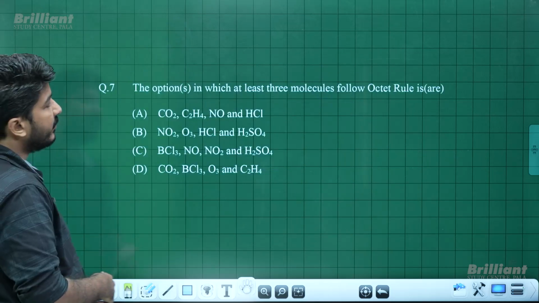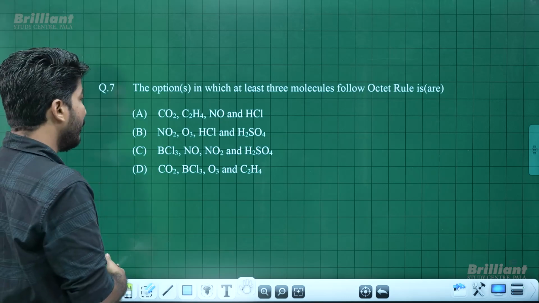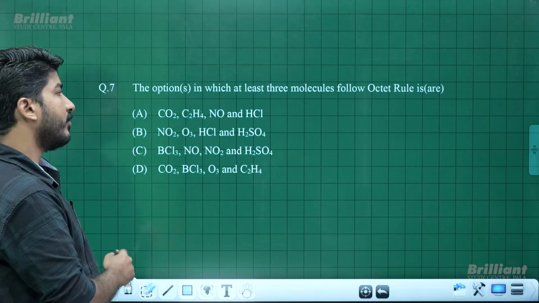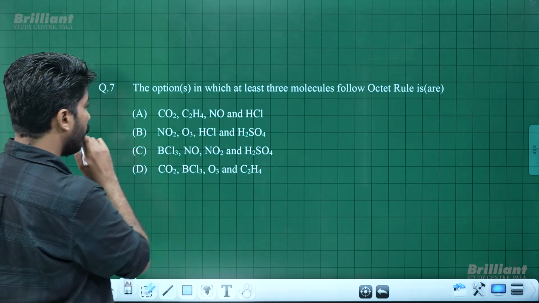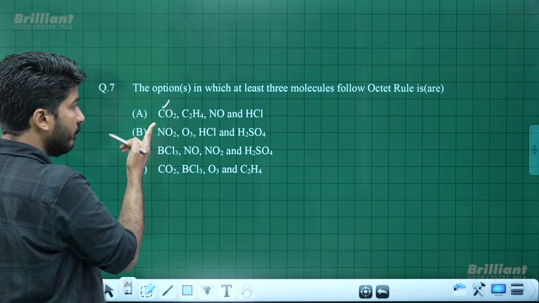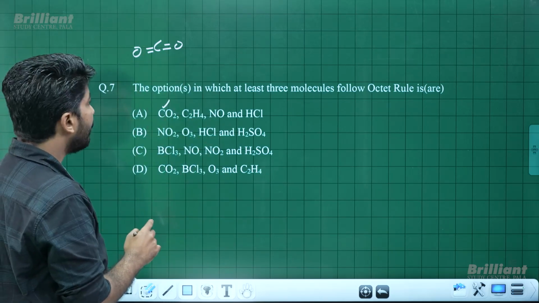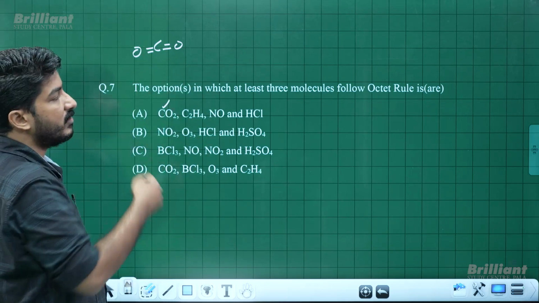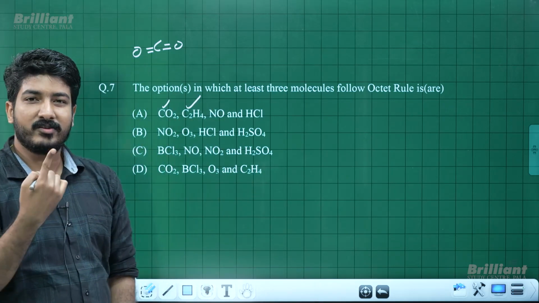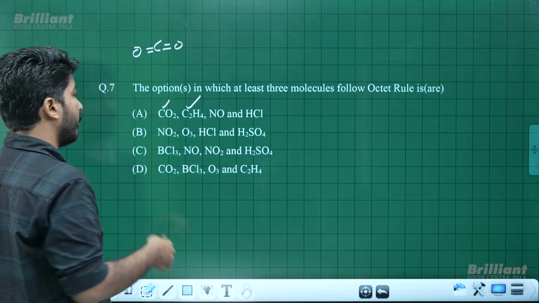Now moving ahead, we have a simple question related to chemical bonding, the very famous octet rule. We need to find the option where at least 3 follow octet rule. Now let's go to the first option, carbon dioxide. Here we know carbon dioxide follows octet rule. It is evident from the structure. Carbon has 8 electrons in its valence shell after bonding. Oxygen has 8 electrons in its valence shell after bonding. C2H4, that is also an octet compound. Hydrogen needs duplet only. That is also treated as octet.